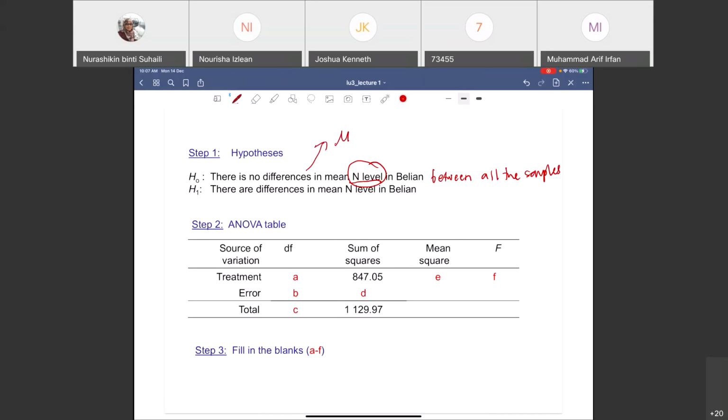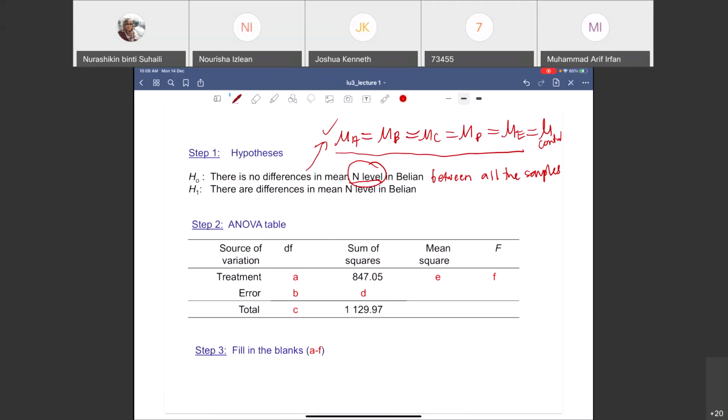Or if you want, you can put it in mathematical form: mu A is equal to mu B is equal to mu C is equal to mu D is equal to mu E, don't forget, is equal to mu control. Meaning that there is no difference. It's equal. I actually prefer this form rather than the wording, which is fine, but it is much clearer when you say it like this.